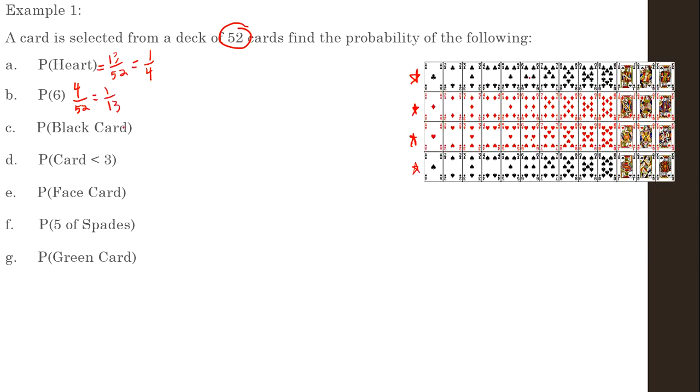That's your chances, 1 out of 13 odds. What's the probability that we draw a black card? Well, 2 of the suits are black and 2 of the suits are red, so that means that it's half of the deck, or 26 out of 52.